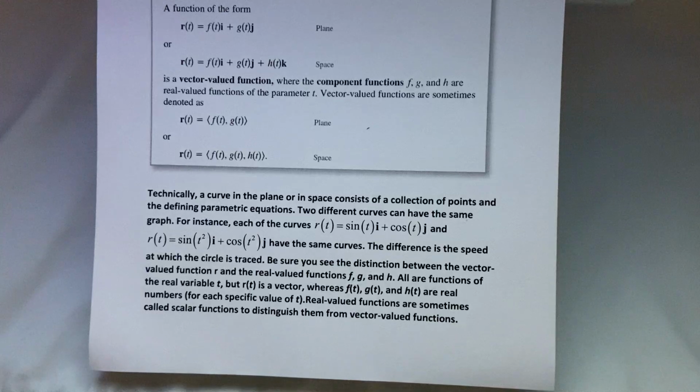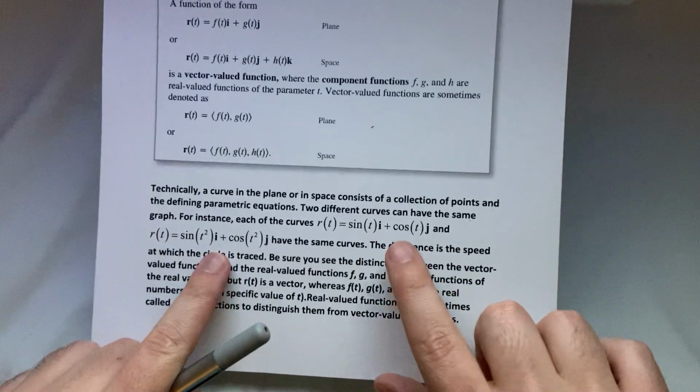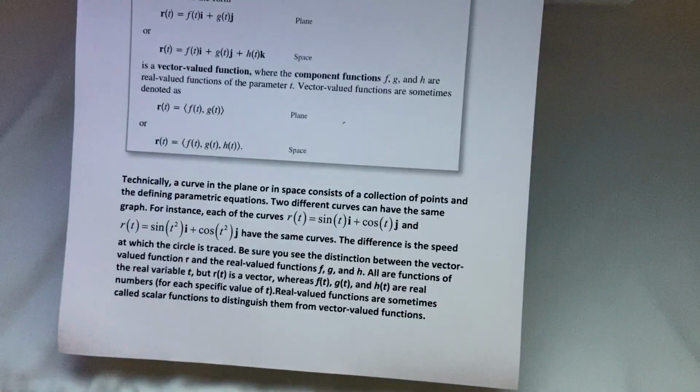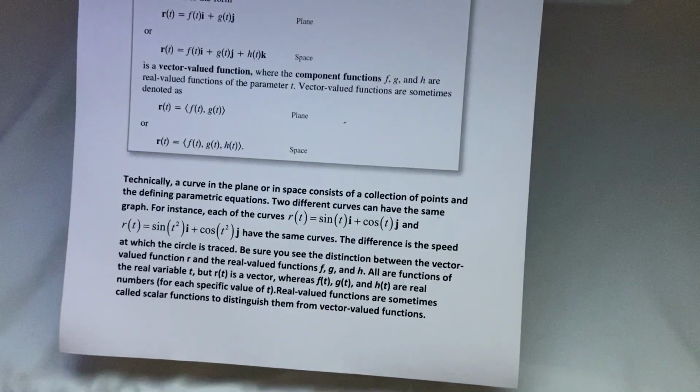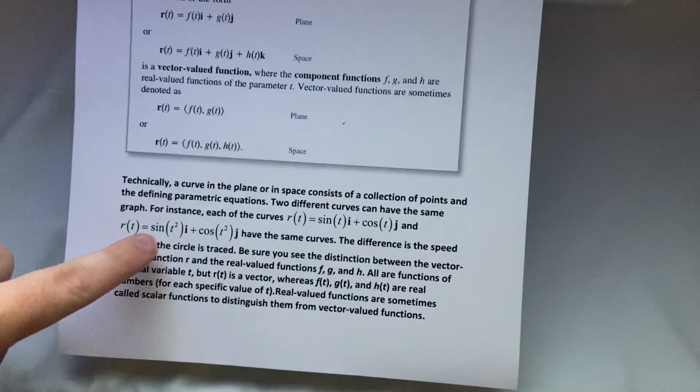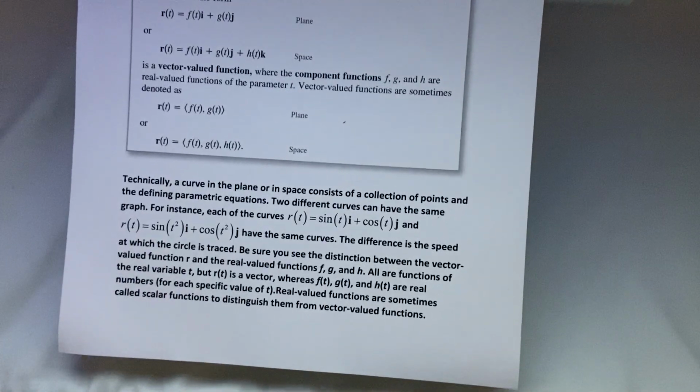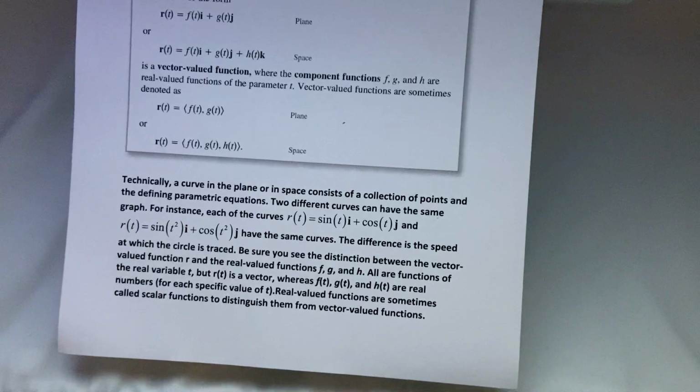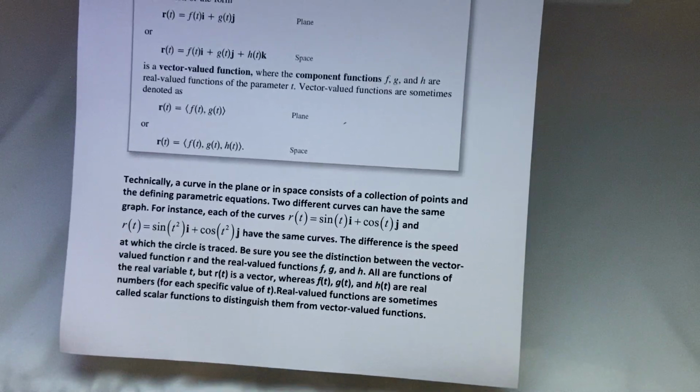Now, a curve in the plane or space consists of a collection of points and is defined by parametric equations. 2 different curves can have the same graph. For example, these 2 have the same graph because it's still sine of something and cosine of something for each term. However, this one will cover the area much more quickly, and it gets faster and faster as it goes.